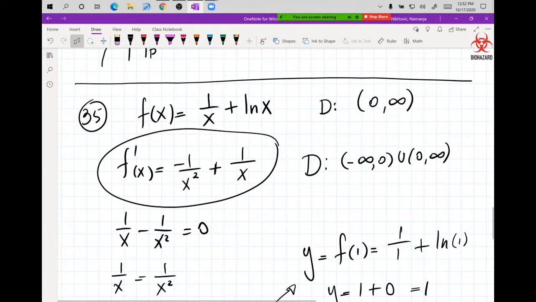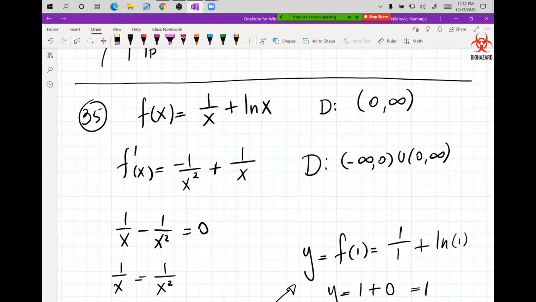So go to the original problem and compute 0.9. So you have 1 divided by 0.9 plus ln of 0.9.